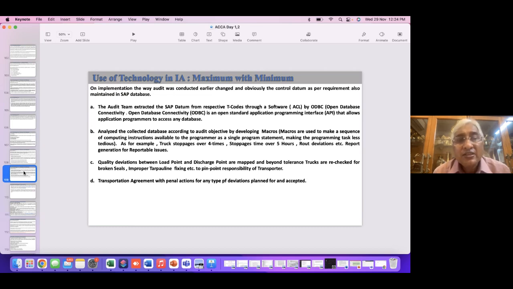The audit team extracted the SAP data from respective T codes through the software ACL by Open Database Connectivity, ODBC, an open standard application programming interface that allows application programs to access any database. So ODBC is a technology through which, not only from SAP but from any ERP, the data can be extracted directly. So you need not run behind the person, give me the data, give me the data, 1 letter, 2 letters, 3 letters. Audit is still ignoring this, but those days are gone.